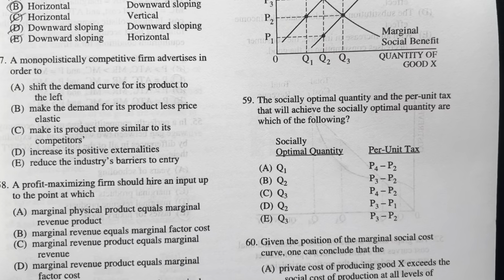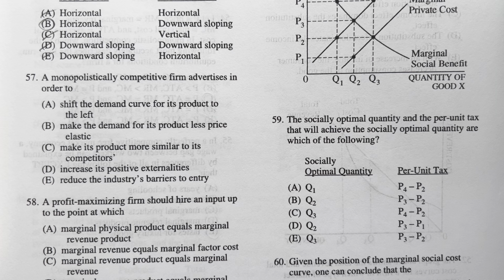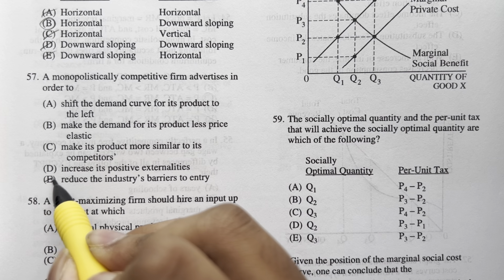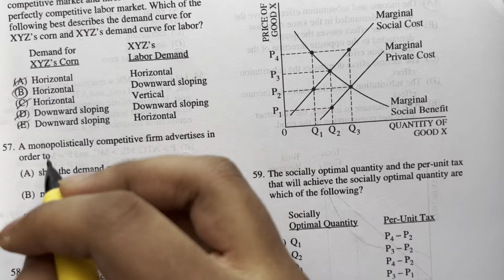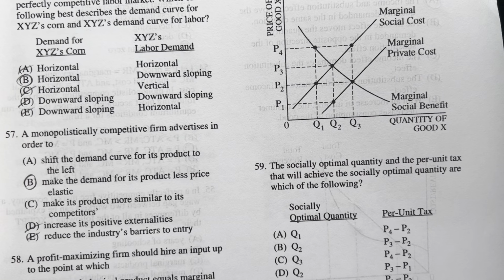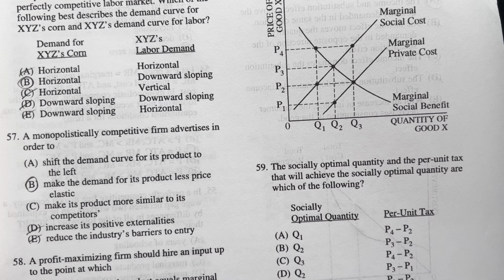A monopolistically competitive firm advertises in order to, these two don't even make sense. Increases positive externalities and reduces barriers to entry do not make sense. B, make the demand less price elastic. That's good, yes, because if it makes it less elastic, people will stay with your product even if you change the price.